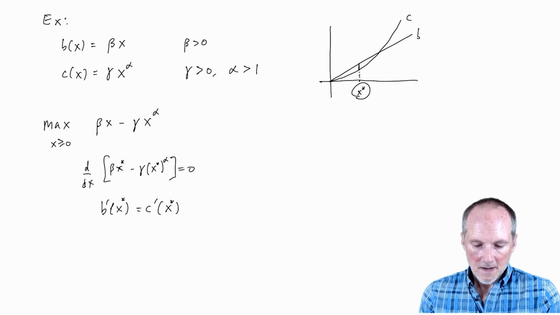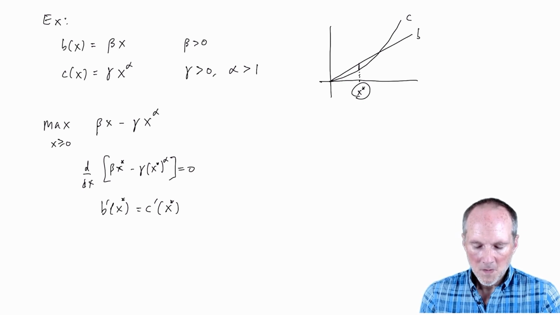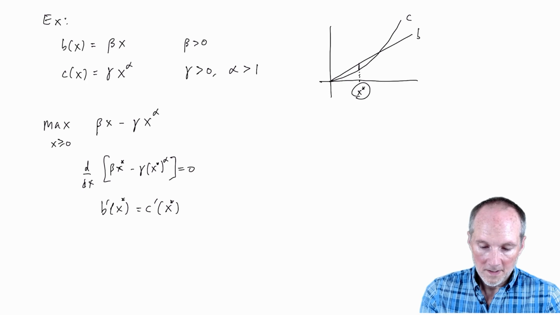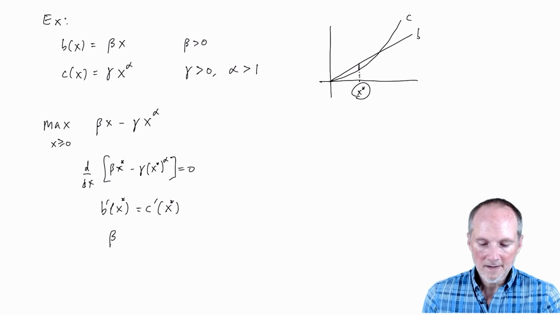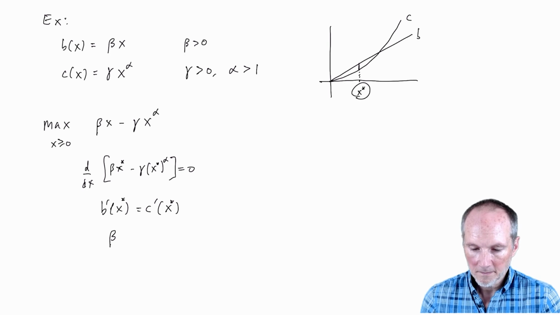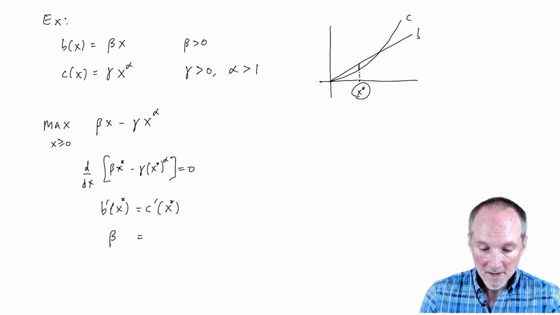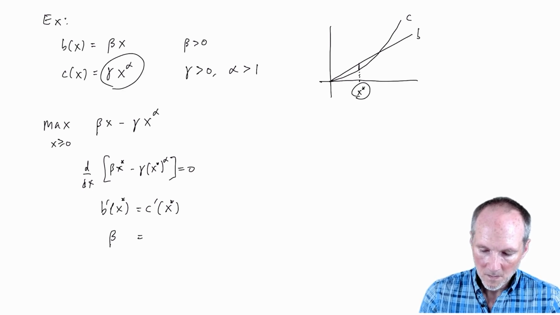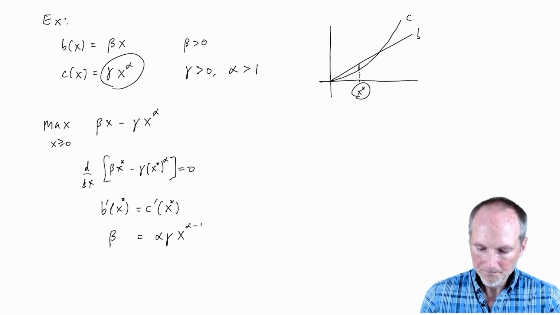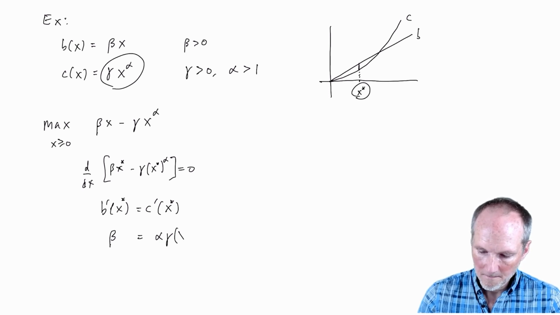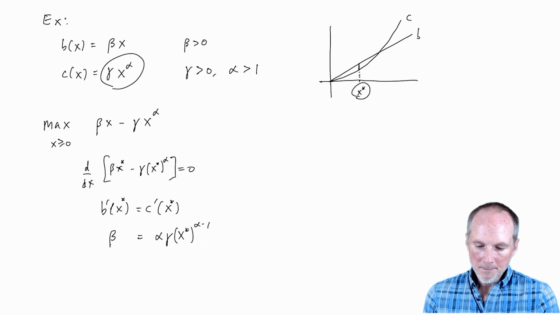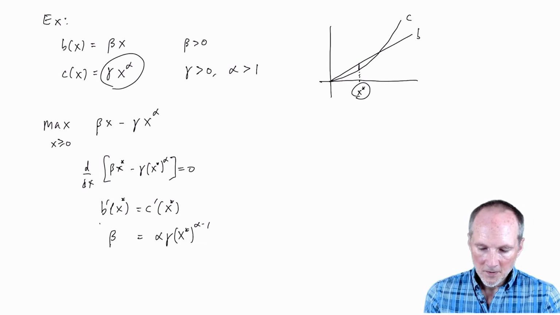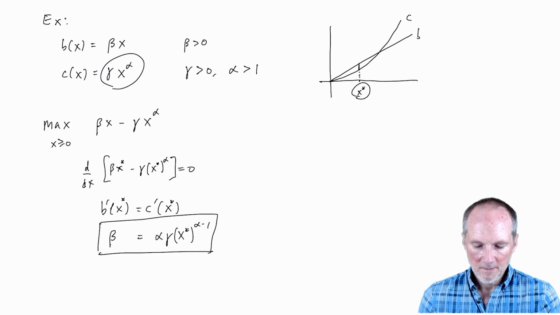All right, so what is the derivative of the benefit function? Well, because it's linear, it's always beta. It doesn't depend on where we evaluate that derivative. The derivative of the cost function is going to be, well, to evaluate this thing, we drop the exponent down and subtract 1. Again, that's evaluated at x star. So the first order condition for this problem is going to be like so.